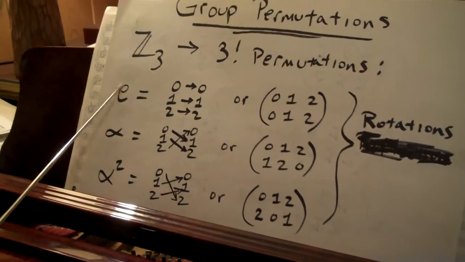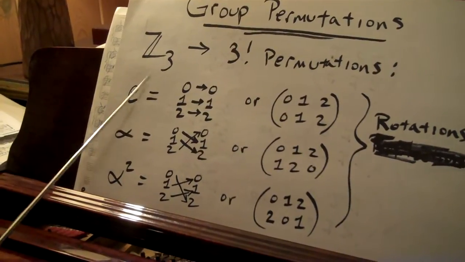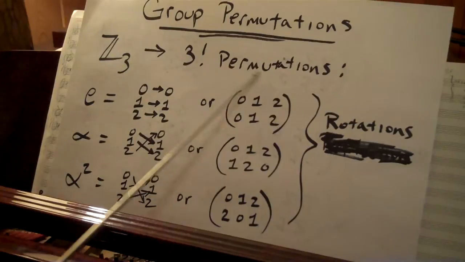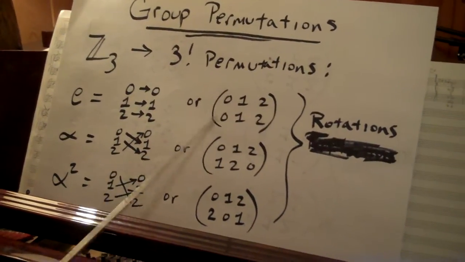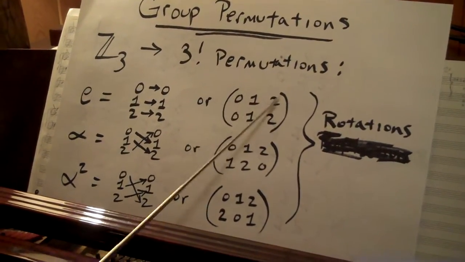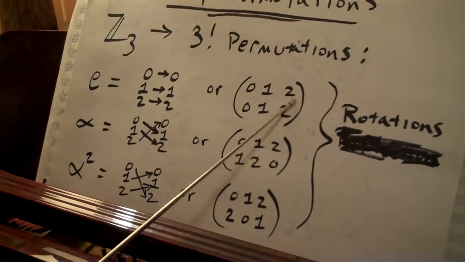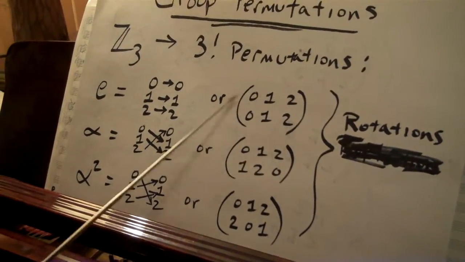Now, the identity element E, when we add it to any group element, it results in the same element. So this first permutation is not really a rearranging of elements. We use this Cauchy notation right here in the big parentheses: the starting order followed by the ending order, so it's the same.